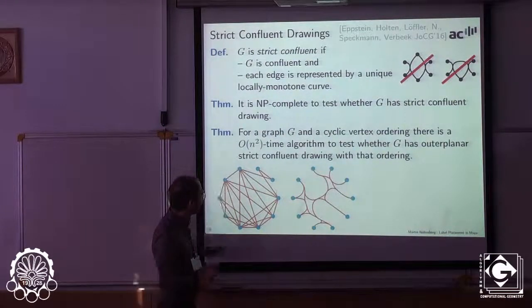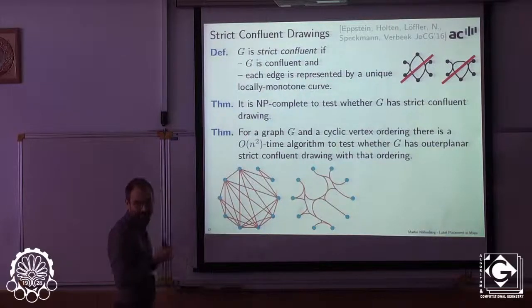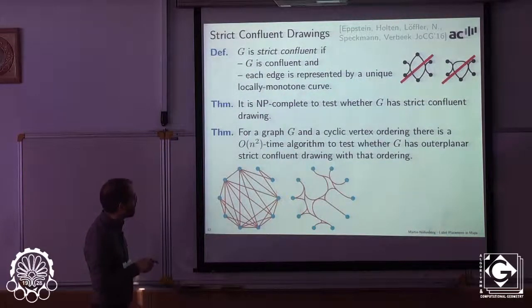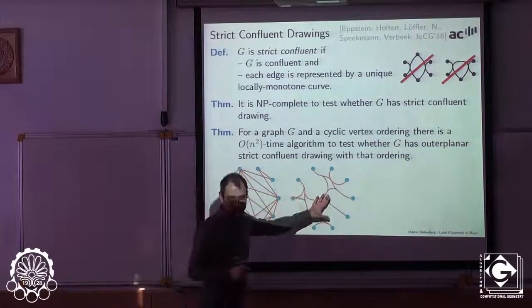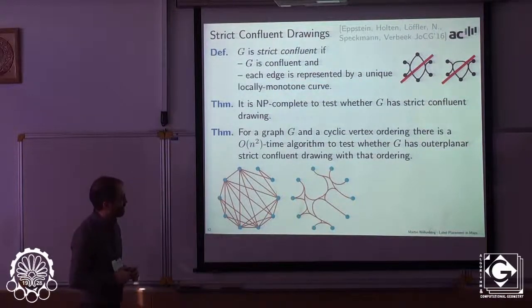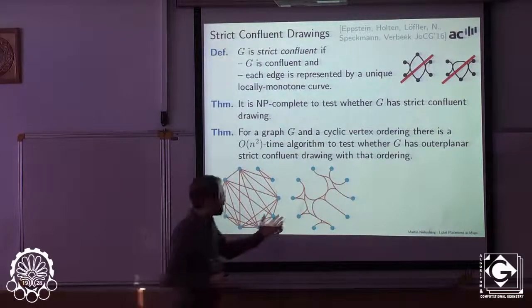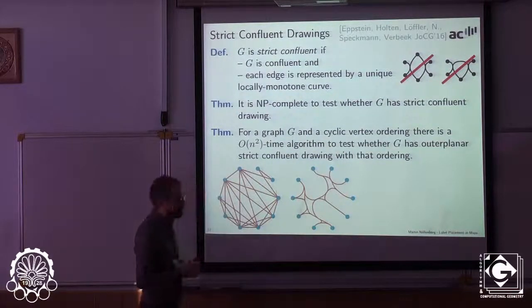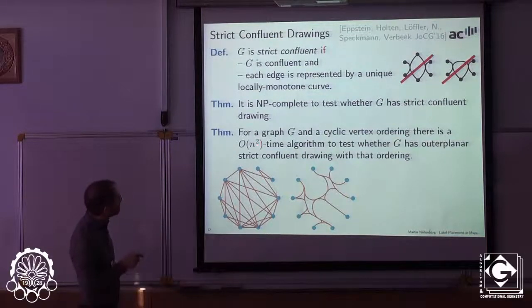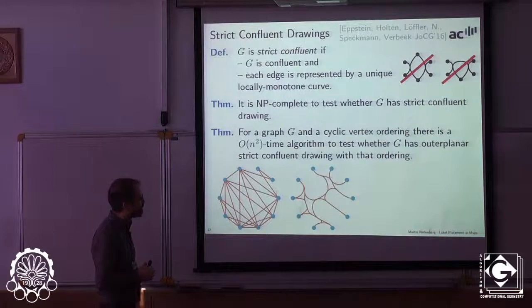So if the vertex order is fixed, then one can decide in n squared time whether this particular layout has an outer planar strict confluent drawing with that particular ordering. Okay? And here you would see one of those. I mean, you need to decide for yourself whether these graphs are very well readable. But if you compare them with the number of crossings that you see here and how dense they can be, it's maybe not so bad to try to follow a particular track. And in particular, because here we have unique tracks, it's kind of a little bit easier to see what's connected.